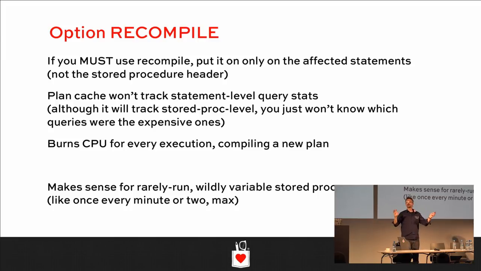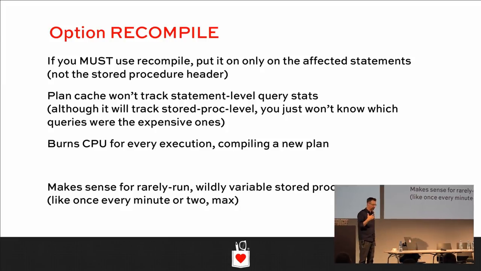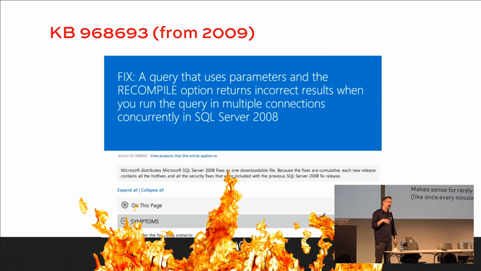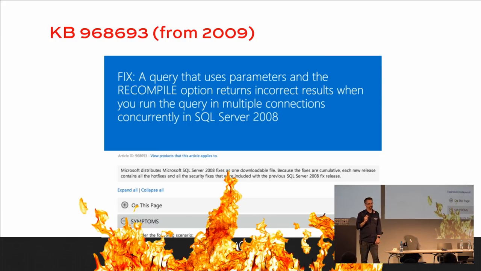I am a huge fan of option recompile for queries that don't run very often. If it runs 3 times a minute, 5 times a minute, recompile is okay. It builds you a perfect execution plan every time, well, not perfect, but a pretty good execution plan every time it runs. The more this query compiles, though, the more CPU that ends up using. The reason that I don't like running it more often than that is this.